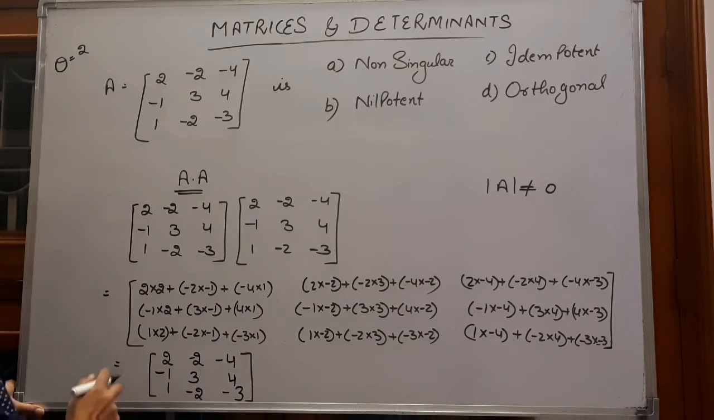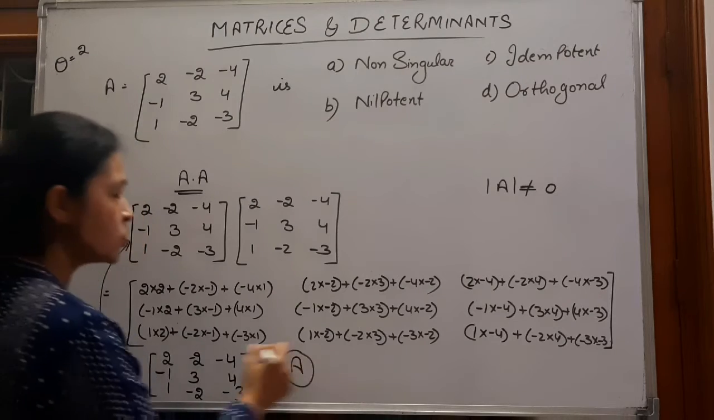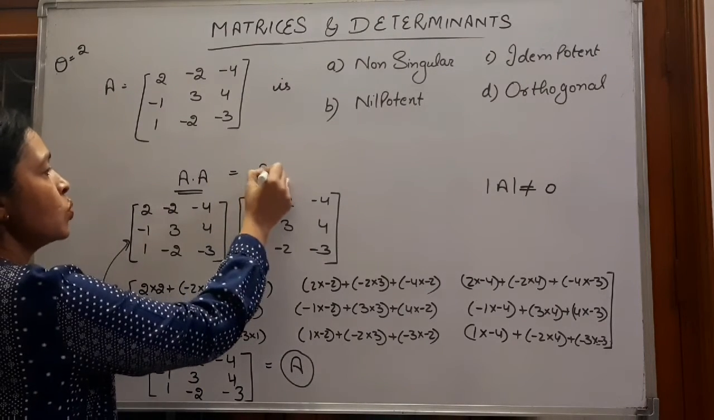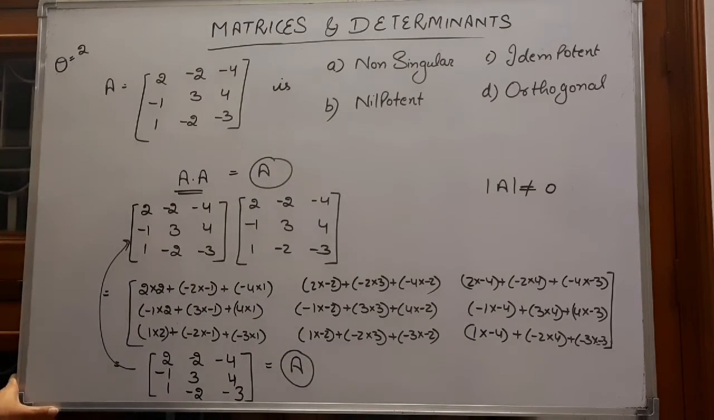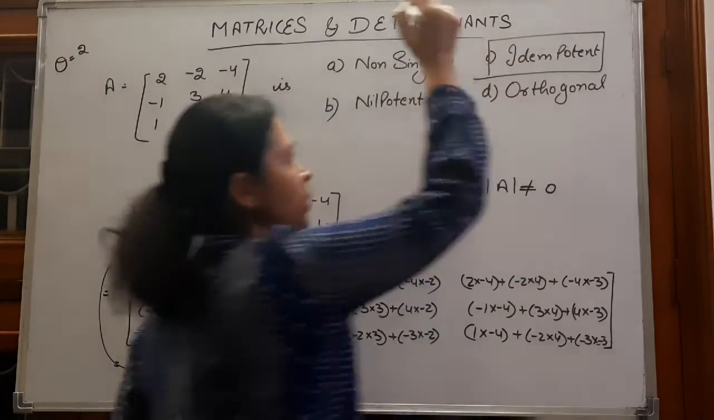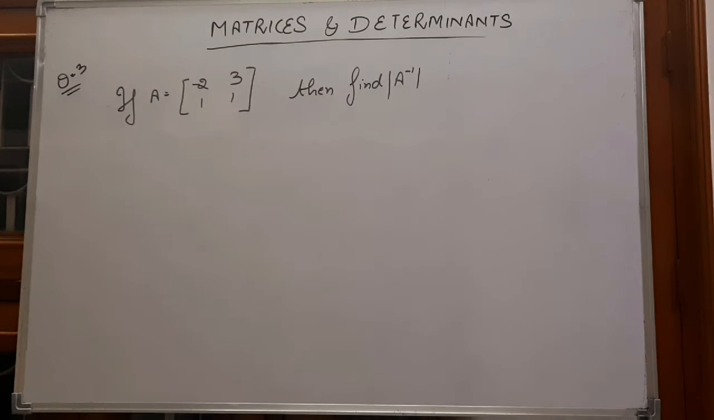And the result is equal to matrix A. So, A dot A, A square, is equal to A. What does this mean? This means this matrix is an idempotent matrix. Option C is our correct option.